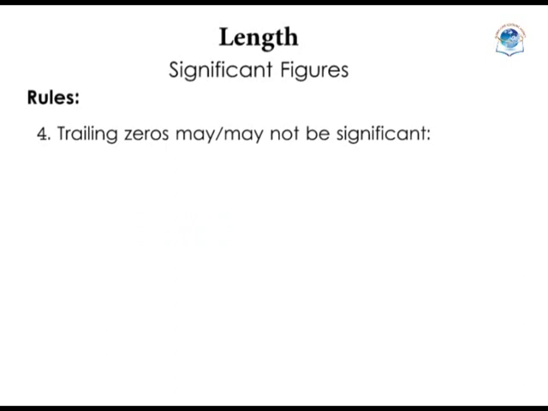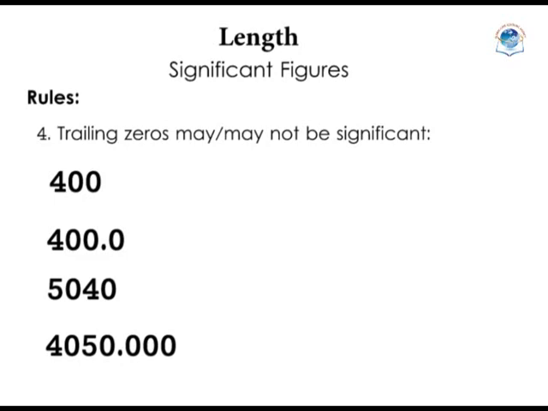Fourth rule, this is the most tricky one, but it's also simple when you see examples. Trailing zeros are sometimes significant and sometimes they are not. Let's look at these numbers. 400, 400.0, 5040, and 4050.000. Trailing zeros are those to the right of the first non-zero digit, counting from right to left.